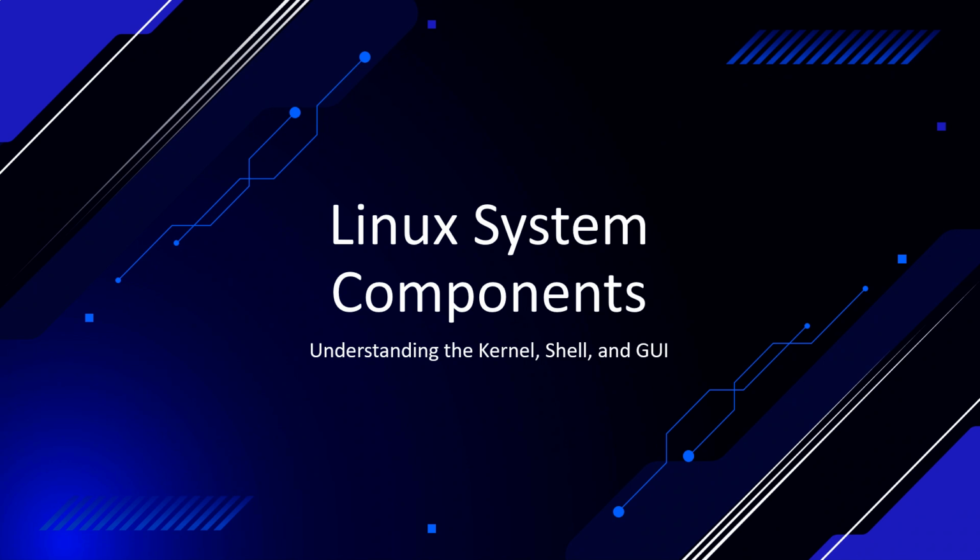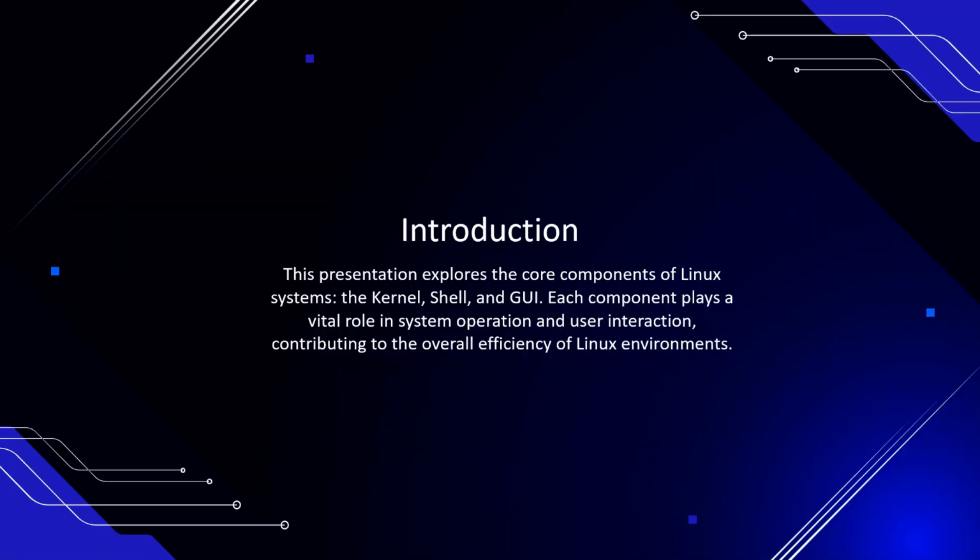Today's chapter is about Linux system components, understanding the kernel, shell, and GUI, or Graphical User Interface. Okay, introduction. This presentation explores the core components of a Linux system: the kernel, shell, and GUI. Each component plays a vital role in system operation and user interaction, contributing to the overall efficiency of the Linux environment.